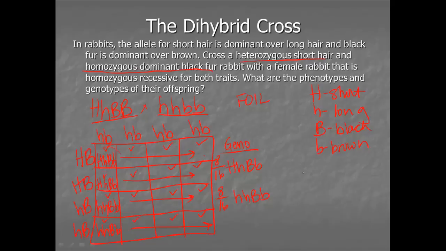Okay, from there I count my phenotypes, and remember when you count your phenotypes, ignore your Punnett square, just look at your genotypes. I look at this first one, I have a big H and a big B. My key tells me that that's short black fur. So this rabbit has short black fur. This rabbit doesn't have the same genotype, so I'm only going to count these 8 out of 16. This rabbit has long black fur, so I'll write that down, and that'll be the 8 out of 16.